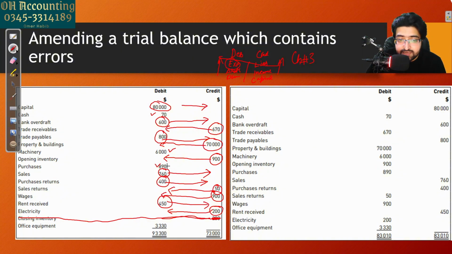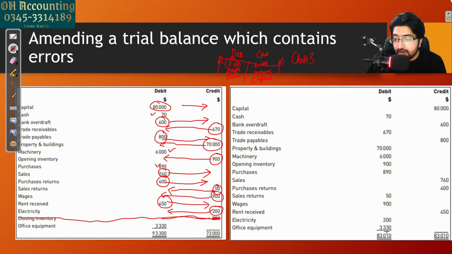Okay, 890 stays on the same side because this was fine. 760, we have moved this to credit. 400, we have moved this to credit. 50, we have moved this to debit. 900 debit, 450 credit, and then 200 debit. And as you can see, we have skipped closing inventory because closing inventory is never recorded in the trial balance. It's already part of purchases. Okay. And then office equipment debit, which is fine.